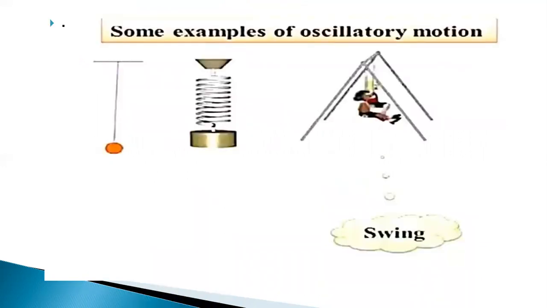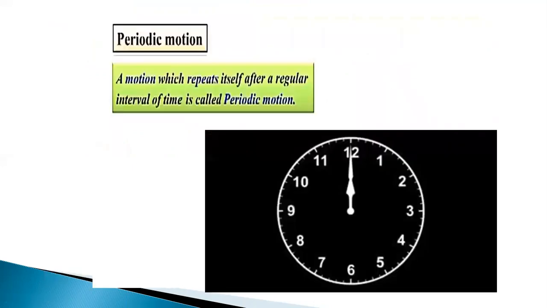So some examples of oscillatory motions are here. First one is a simple pendulum. It makes to and fro motion. Second one is spring. It also oscillates about its mean position. Third one is swing. Swing is an example for oscillatory motion. Next one is periodic motion. A motion which repeats itself after regular interval of time is called periodic motion.